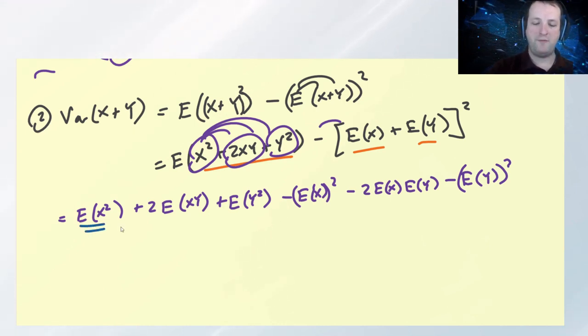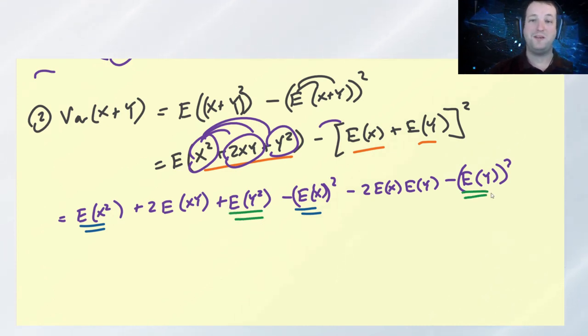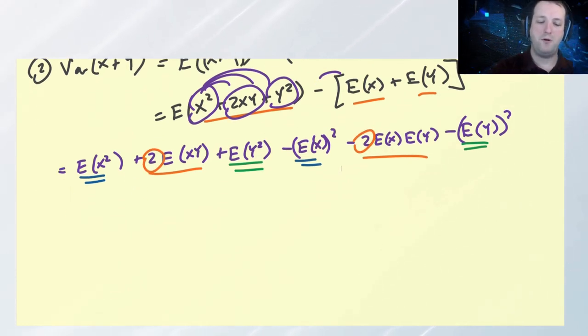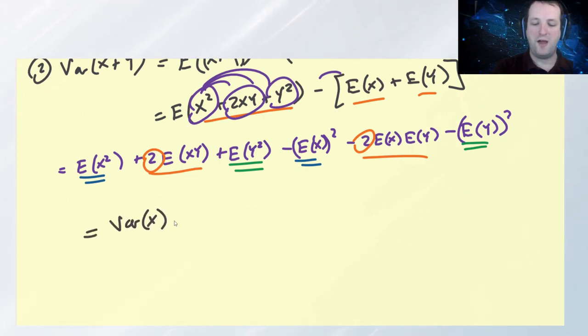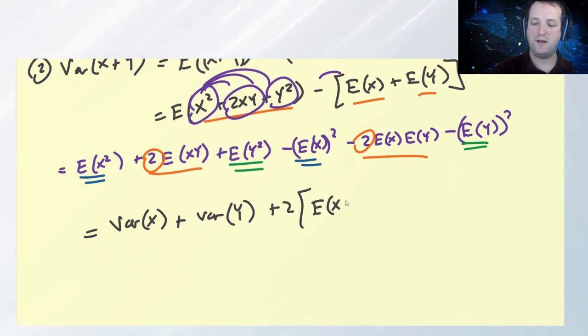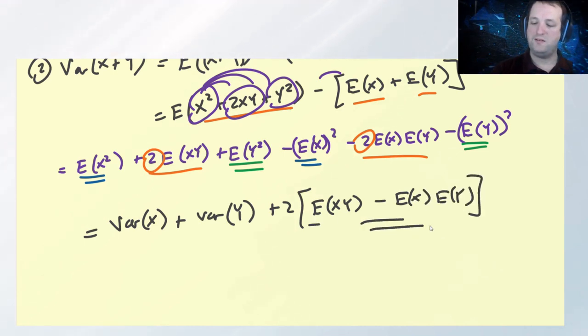Now I'm going to rearrange, so I have the expected value of x squared minus the square of the expected value of x. That's just the variance of x, right? And then the expected value of y squared minus the square of the expected value of y, that's just the variance of y. And then I have this other thing here. That's not quite anything I know because I have this 2, but I can factor that 2 out and you should see something very familiar. So this is just going to be equal to the variance of x plus the variance of y plus 2 times this quantity E[xy] minus E[x] times E[y]. And what exactly is this thing in brackets? Well, that's just the covariance between the two random variables.